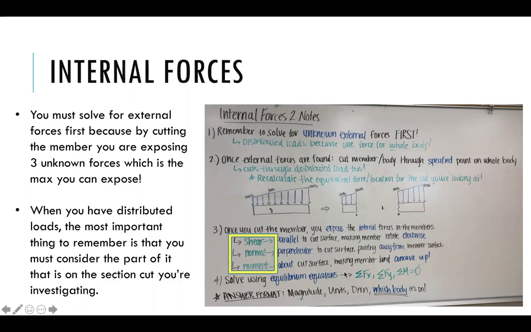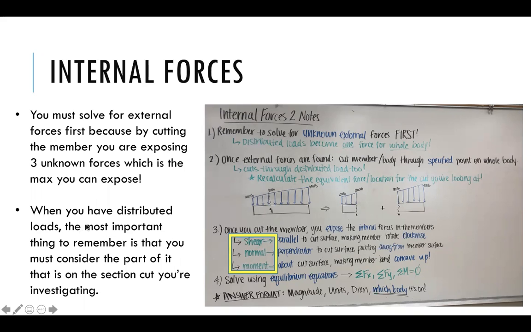So you have to have solved for all of the unknown external forces first, because say you're cutting at A, and if I had an unknown here, I would have that same unknown plus these three at this cut, which means I can't solve it. So that's the only big thing to remember, is that you have to solve for the external forces first. And then only once they're found can you cut the member through the specified point on the problem. So that was the one thing that I wanted to bring up.